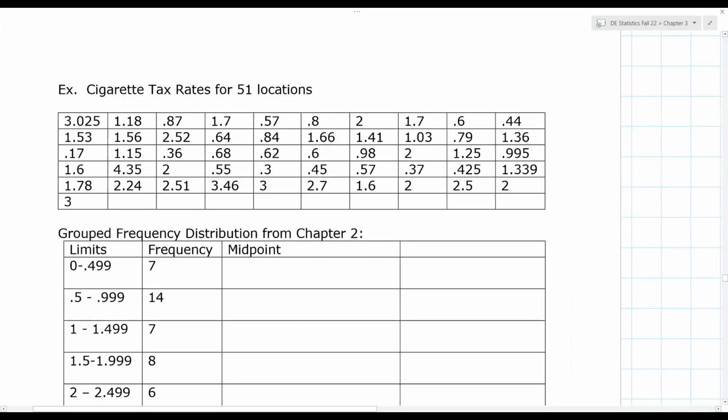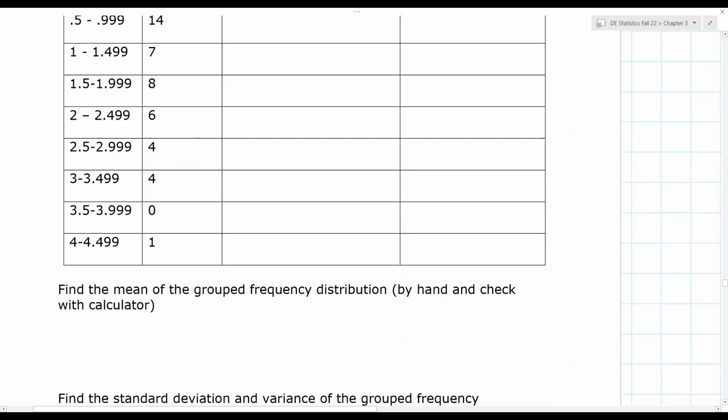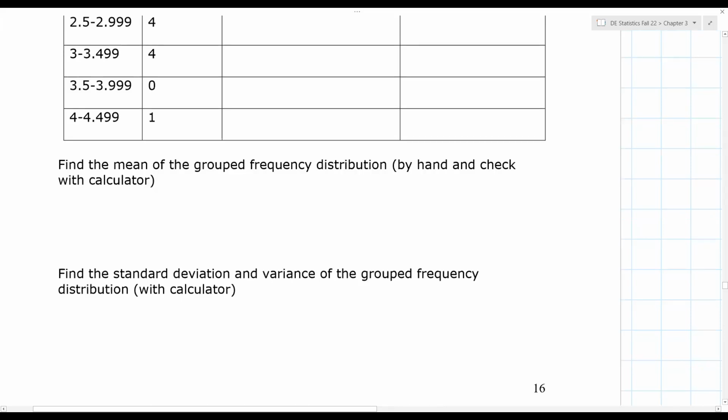All right, so we've seen this data set before. This is our tax rate data that we talked about in chapter 2. We are now going to work with this frequency distribution. So find the midpoints for this whole list, and then we're going to find the mean and the standard deviation.